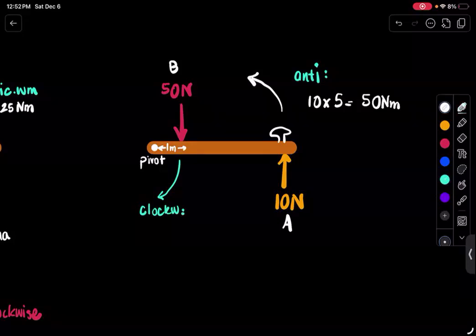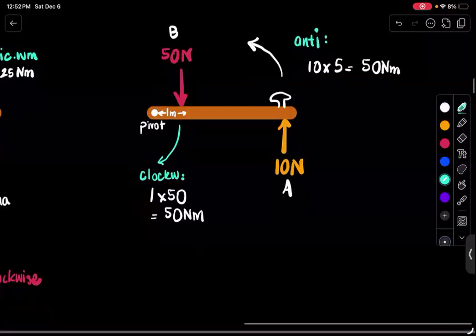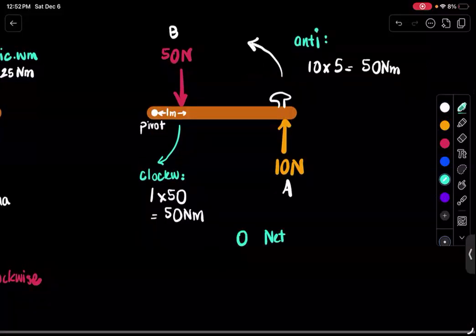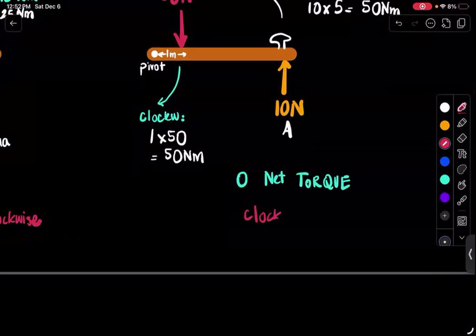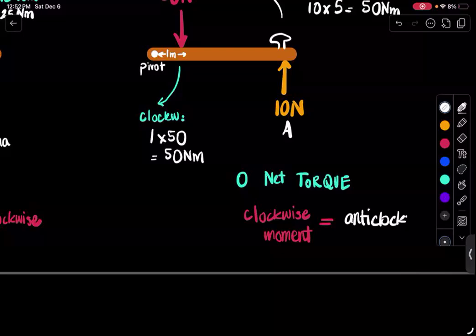So for clockwise, you also had 1 times 50, which is also 50 Newton meter. So that means there is a zero net torque. Why? Because in this case, the clockwise moment is equal to the anti-clockwise moment. And when they're equal, that means there is going to be no net torque. Okay.